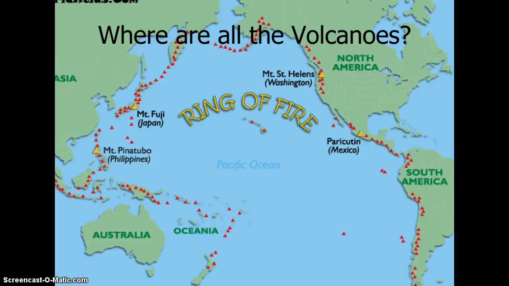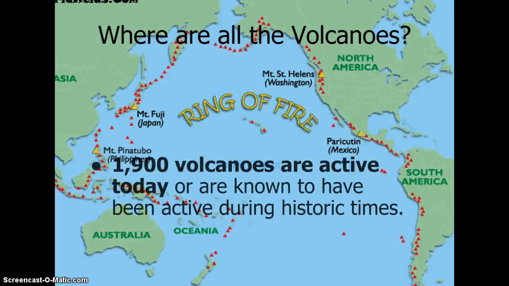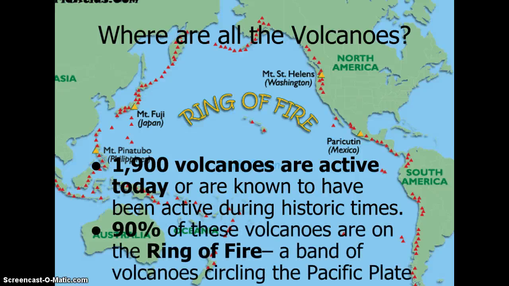Where do we find our volcanoes? Well, we looked at a map earlier when we talked about earthquakes and plate tectonics, and you can see where a lot of them are here. About 1,900 volcanoes in the world are active or known to have been active during recent times, and 90% of those are around the Pacific Plate, so somewhere on the Ring of Fire, otherwise known as a band of volcanoes circling the Pacific Plate.